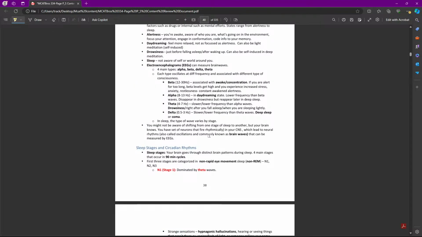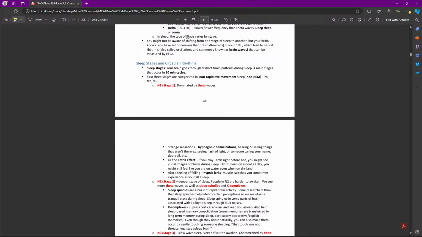You might not be aware of shifting from one stage of sleep to another, but your brain knows. You have a set of neurons that fire in your central nervous system, which leads to neural rhythms known as brain waves. So, let's talk about sleep stages in the circadian rhythm. Sleep stages occur in 90 minute cycles, and there are 4 of them. The first 3 are N1 through N3, and then we have REM.